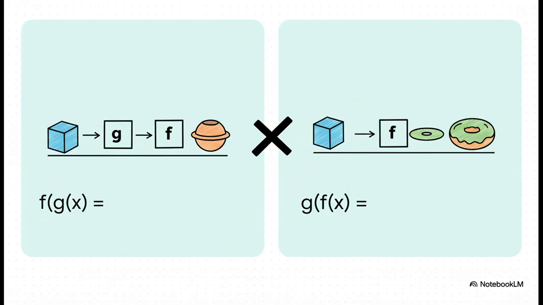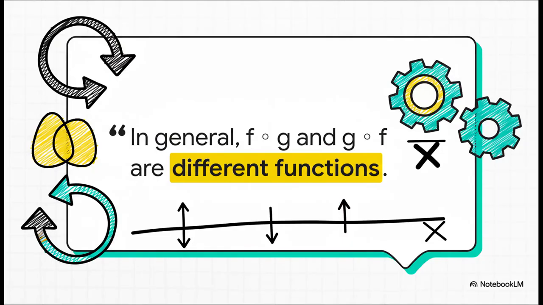Totally different, right? And the results speak for themselves. x squared plus 4x plus 4 is definitely not the same thing as x squared plus 2. This proves a super important point. In regular multiplication, order doesn't matter, right? 2 times 3 is the same as 3 times 2. But with function composition, order is everything. It completely changes the outcome.